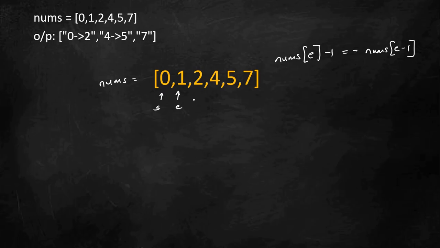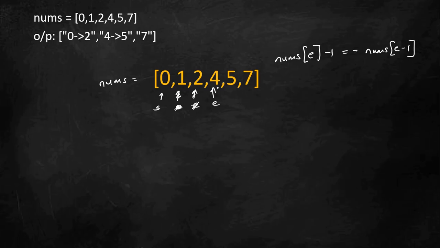Okay, so if it's a consecutive number, then I can increment my end index. So my end index will come here and this will be cancelled off, so end index is now incremented, right? Again I will check the same condition. If my end index value minus 1, which is 2 minus 1 is 1, equals nums of e minus 1, so it is the same as nums of e minus 1, yes. So again I will increment my end index.